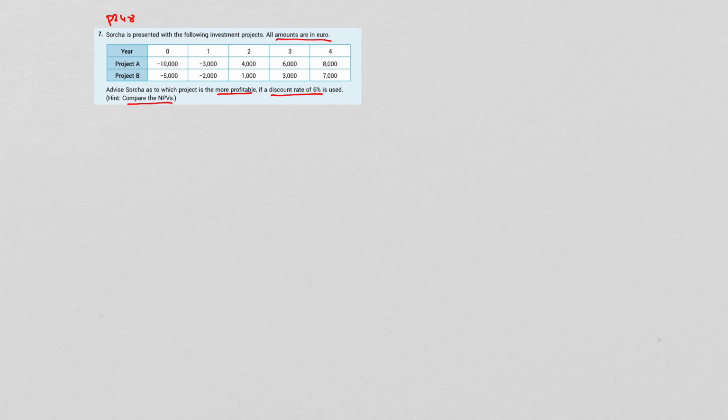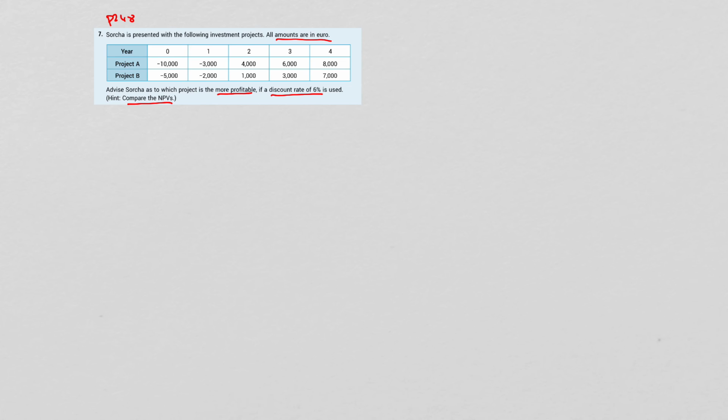And then in project B, the people have had to input 5,000 into their company in year 0, and in year 1, 2,000. So in other words, our outflows are 5,000 and 2,000, and our inflows in years 2, 3, and 4 are 1,000, 3,000, and 7,000.